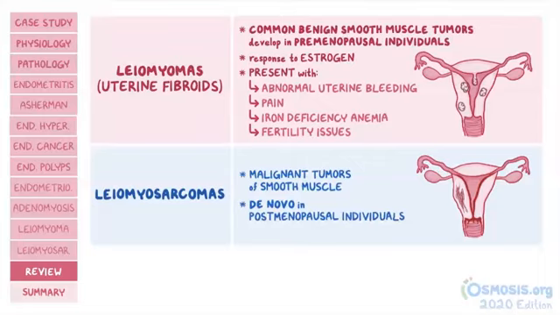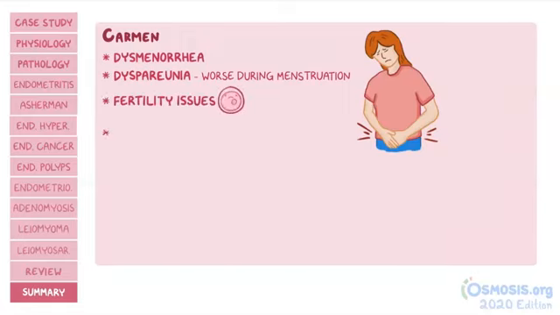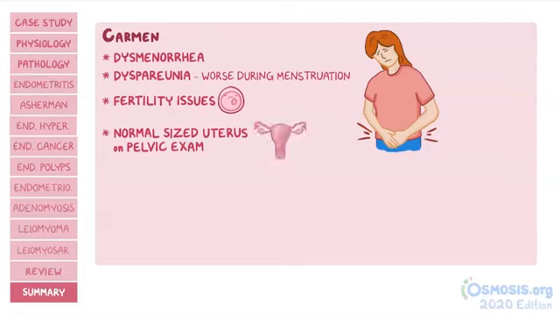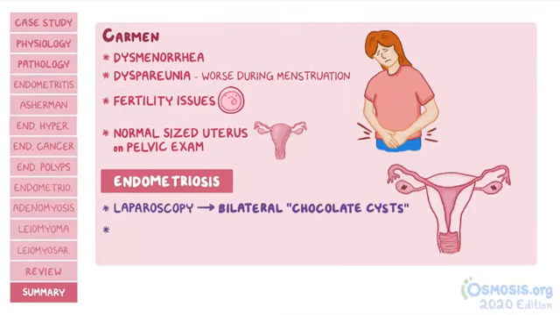Alright, and it's been a little while, but let's not forget about our cases. Carmen came in with dysmenorrhea and dyspareunia that got worse during menstruation, as well as fertility issues, but a normal-sized uterus on pelvic examination. This is a classic presentation of endometriosis. Indeed, laparoscopy showed bilateral chocolate cysts in the ovaries, which were biopsied to confirm the diagnosis.